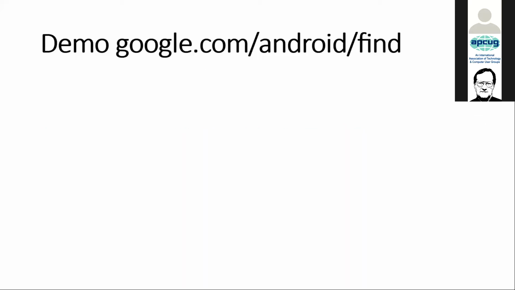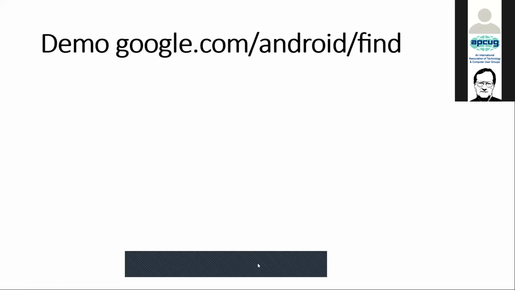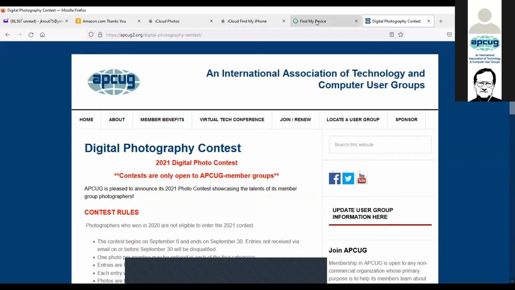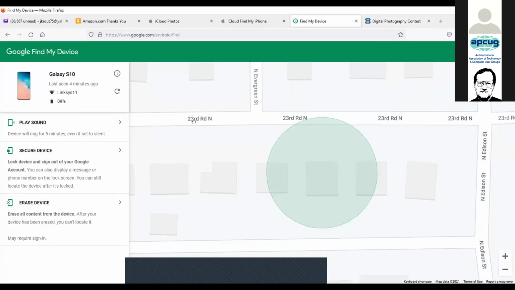Okay, what I'm going to do now is swap into my web browser so that we can actually see an example of this. Let's see here. Show all windows. That's what I need to do. All right, where's my browser? There it is. So we're going to switch to that and go over here to find my device, which is the Google screen.